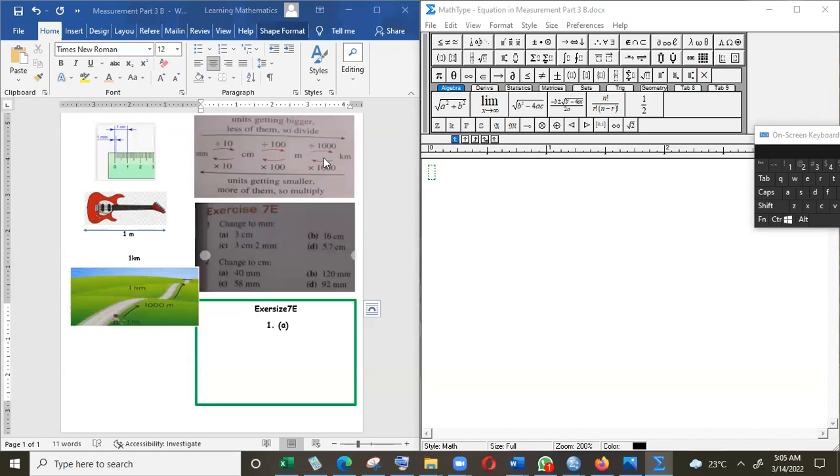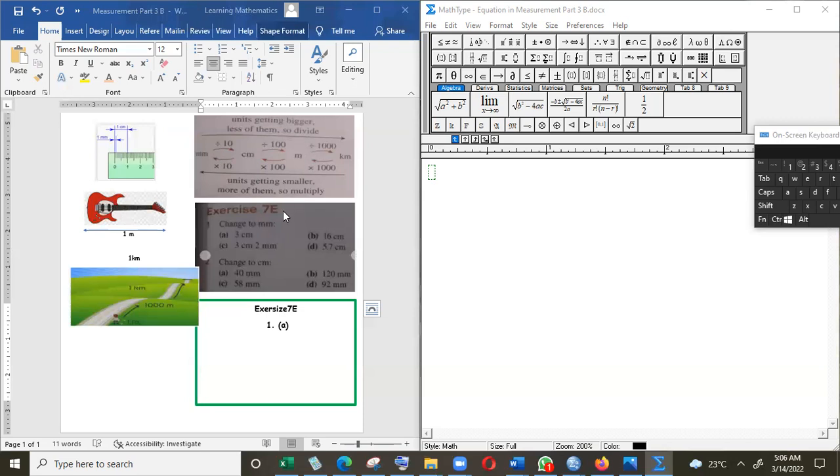Now, units getting smaller, more of them, so multiply. So going back from kilometers to meters, you multiply by 1,000. Meters to centimeters, you multiply by 100. Centimeters to millimeters, you multiply by 10. So when the unit is getting smaller, you multiply. From smaller to bigger, you divide. Bigger to smaller, you multiply. So always remember that.